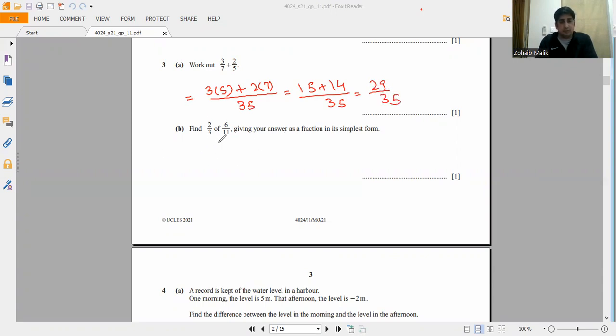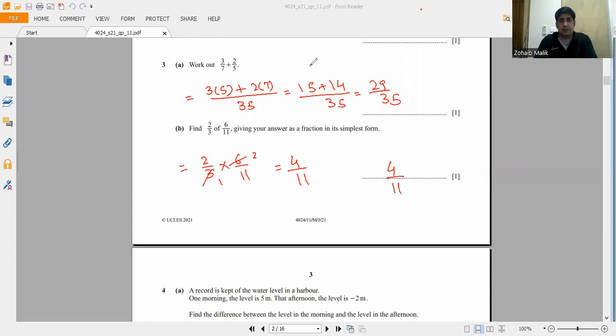So now 2 by 3 of 6 by 11. 2 by 3 of means multiply 6 by 11. अब हमने cutting करनी है, so 3 ones are 3, 3 twos are 6. So this is 2 times 2 over 11, which is 4 over 11.